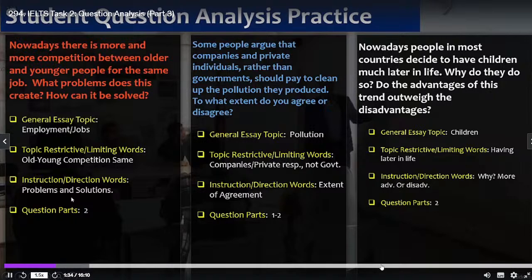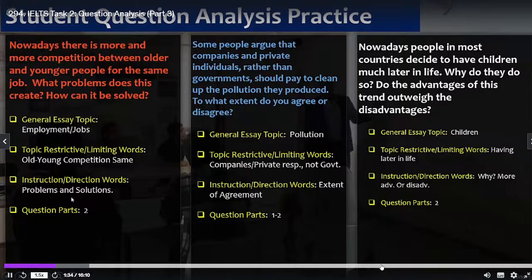Our middle question in blue. General topic, pollution. Could be the environment, but general topic, pollution. The restrictive limiting language, company and private responsibility, not government. Our direction words are to what extent you agree or disagree. This could have 1 to 2 parts, determining in what way you talk about it. So this is a to what extent question.